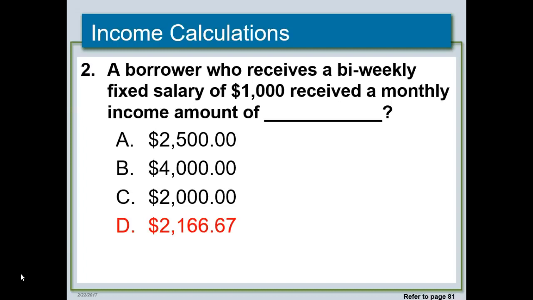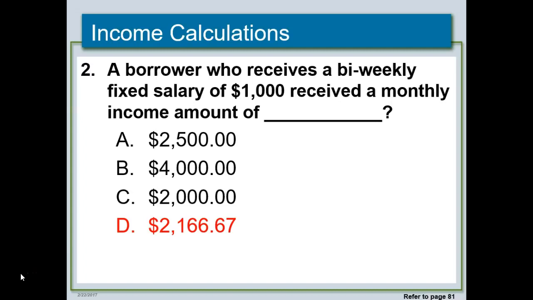Make sure you understand, again, the difference between biweekly and bi-monthly. If it was bi-monthly, it would have been 24, but it's not bi-monthly. It's biweekly. $1,000 times 26 divided by 12. Because there's 26 biweekly pay periods in a year. Remember, we just talked about that, the difference between biweekly and bi-monthly.